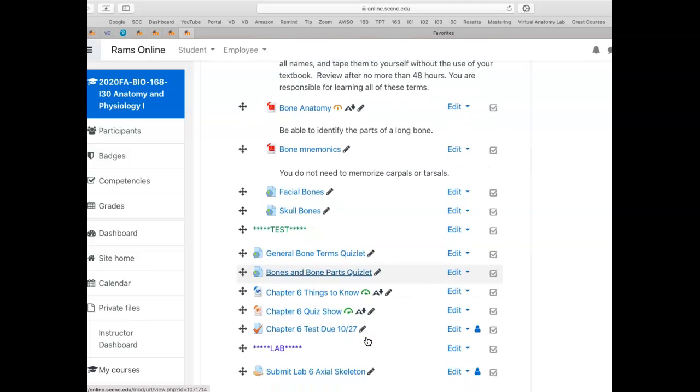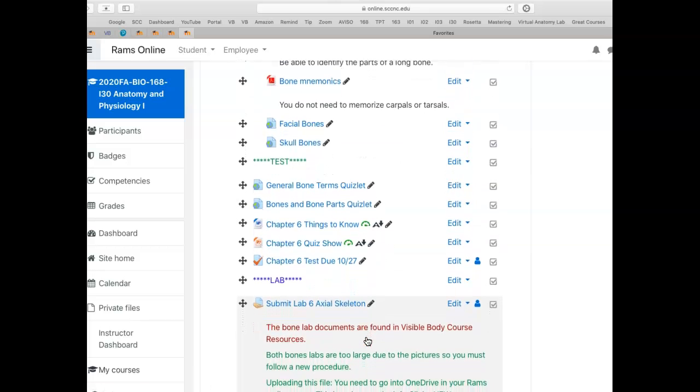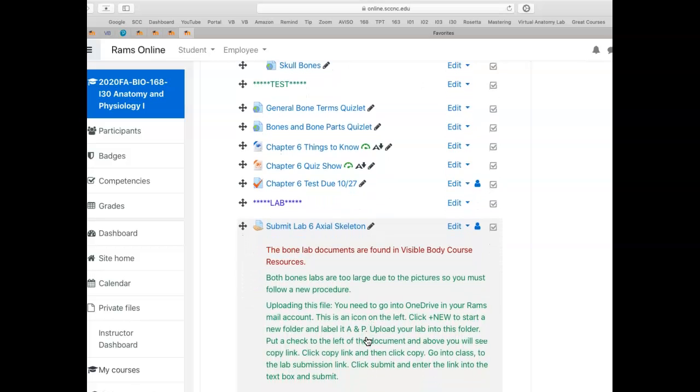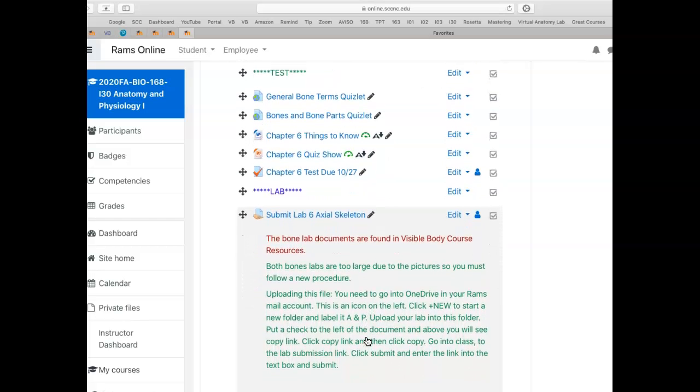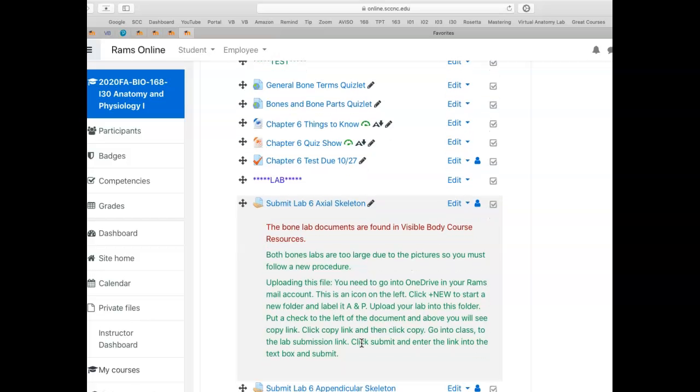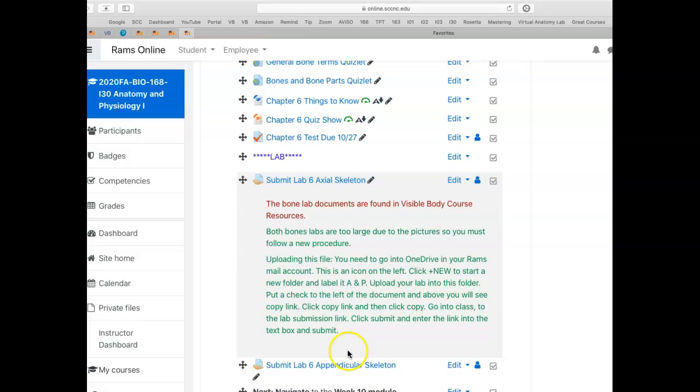So there are two labs that you have to turn in this week, the axial skeleton lab and the appendicular skeleton lab, and they're quite large. So it's difficult to submit them, so you have to follow these directions for submitting by uploading them into OneDrive in your Ramsmail account. So the directions are there, and then you can submit it.